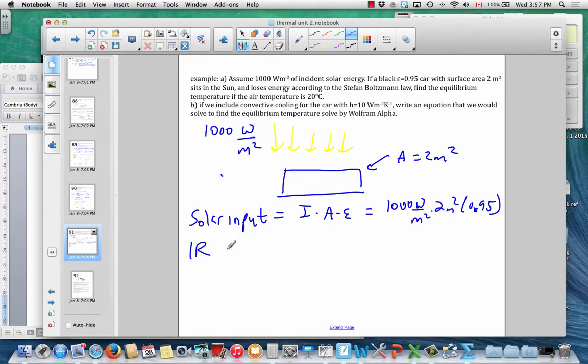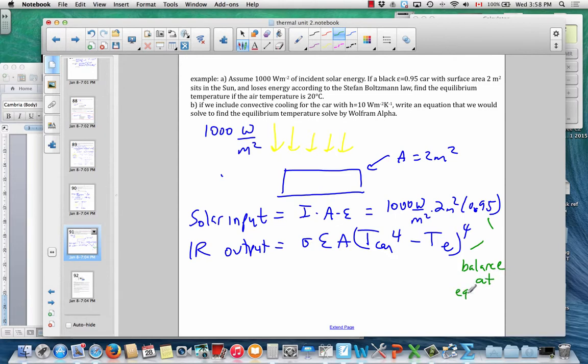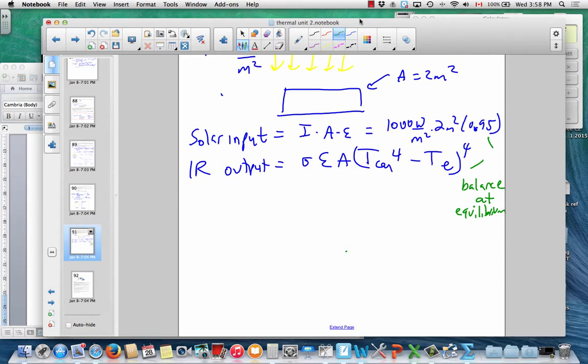Now the radiated output, the infrared output, is given by the Stefan-Boltzmann Law, and that depends on the car temperature to the fourth minus the environment surroundings temperature to the fourth. These two have to balance at equilibrium. I don't have quite enough room there, so I'll squeeze it in over here. Once the car reaches steady state temperature, the input from the sun must be balanced by the output, the radiation escaping from the hot car.